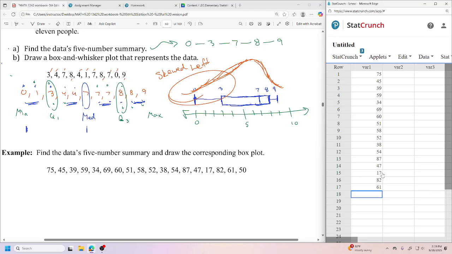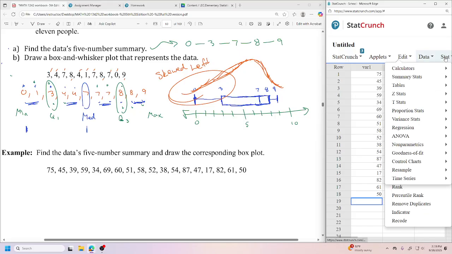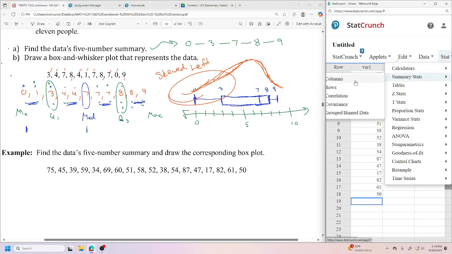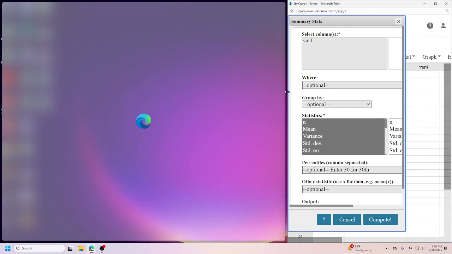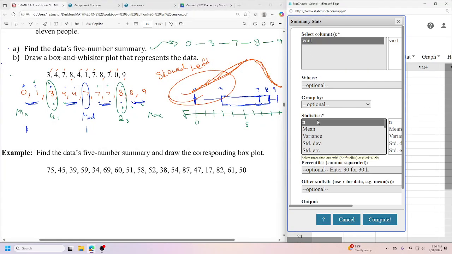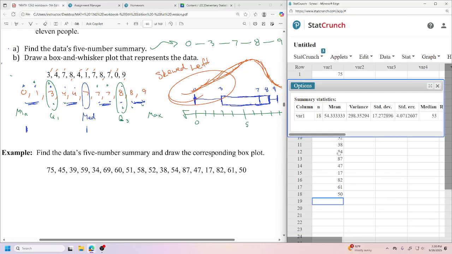Here we go. Awesome. Okay, so everyone's cool, I got all my data in. We're good to go, right? I'm going to do Stat, and then columns, because I got one column. Stat, Summary Stats, Columns, just as usual. Var1, very good. I want to highlight everybody just in case. Compute, and here's all my numbers.